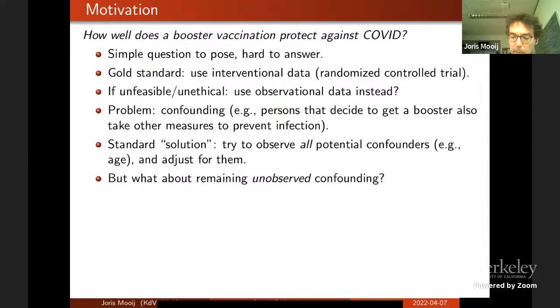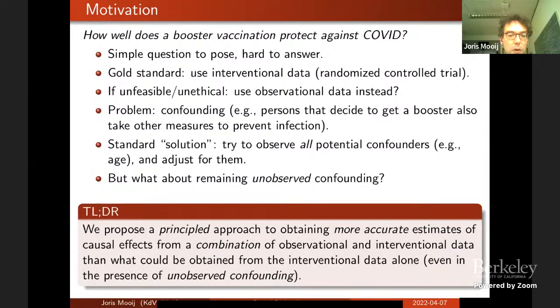So in this work, we basically propose a principled approach. We're not going to solve this question above, but we do propose a principled approach to obtaining more accurate estimates of causal effects by combining observational and interventional data. And we hope that the estimates are more accurate than what you would get if you would only make use of the interventional data, even if there's unobserved confounding.